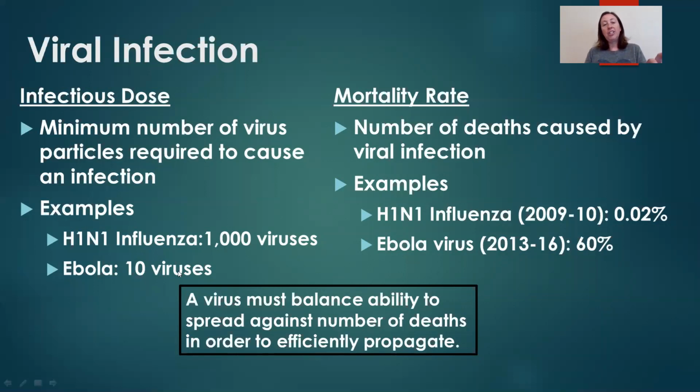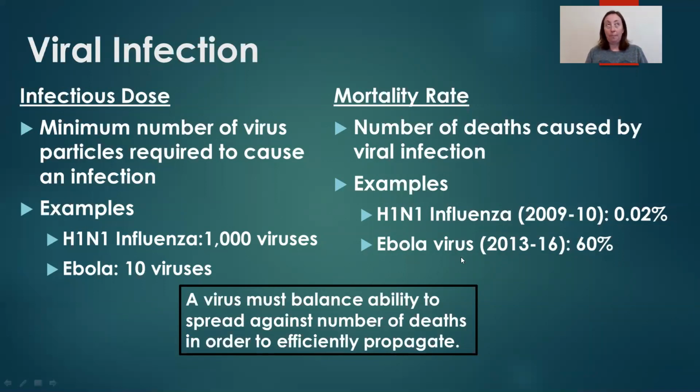So again, infectious dose is how many viruses are needed to create an infection. The other side you have to consider is mortality rate. So how many people are dying because of the viral infection? Between infectious dose and mortality rate can give you an indication of how much a viral disease is going to spread. So the 2009 H1N1 influenza pandemic had a mortality rate of 0.02%. So that means 2 people out of 100 died of H1N1.